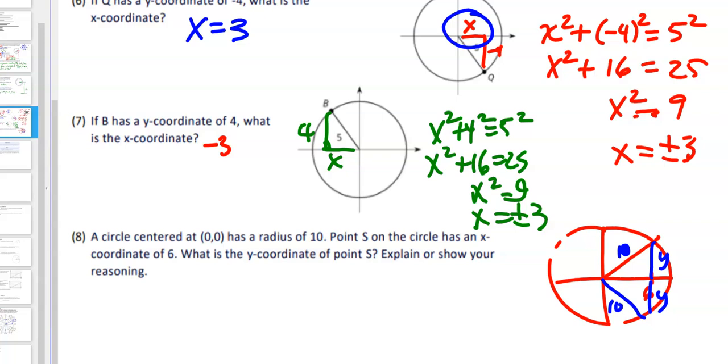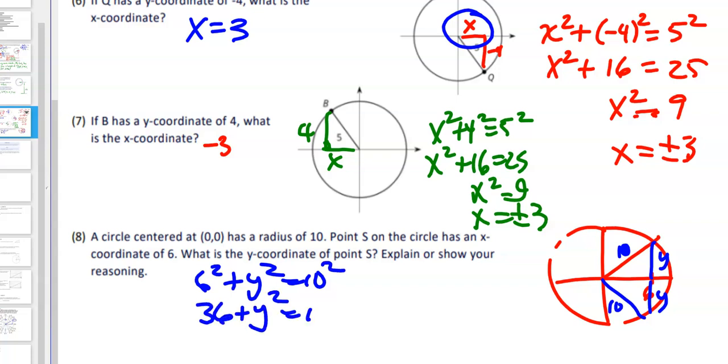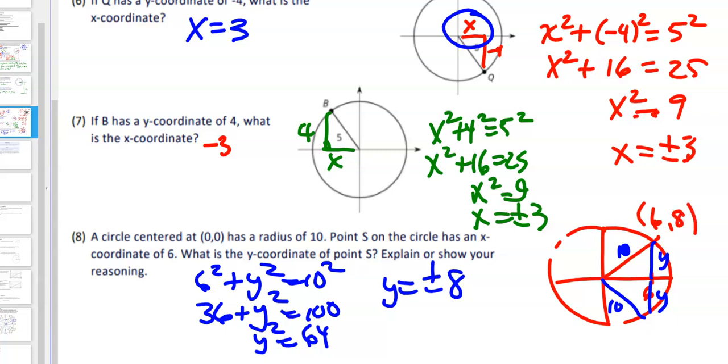So if I do 6 squared plus y squared equals 10 squared, 36 plus y squared is equal to 100. We'll subtract 36 from both sides. So y squared is equal to 64. So y is equal to plus or minus 8. So in the first quadrant, the answer would be (6, 8). And then the fourth quadrant would be (6, -8).